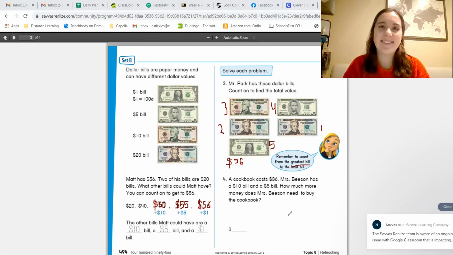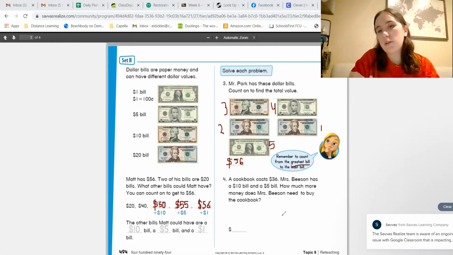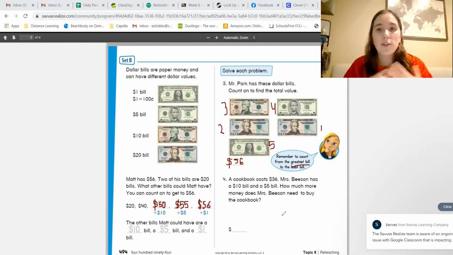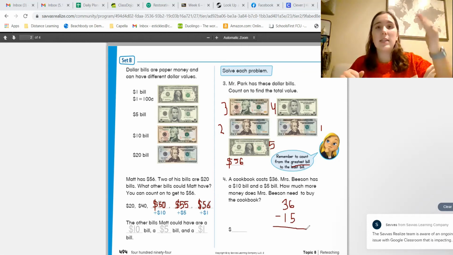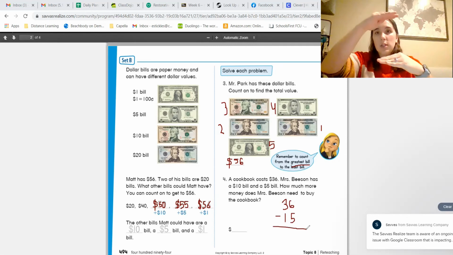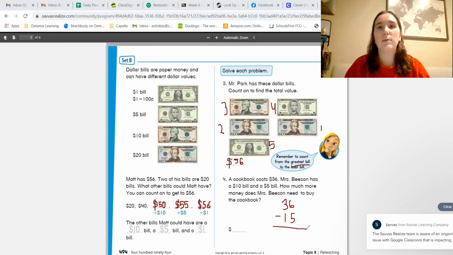Okay, so my first step is figuring out how much money does Mrs. Beeson have? Well, she has a $10 bill and a $5 bill, and I know 10 plus 5 is $15. So she has $15. She needs 36 though. So what I'm going to do is I'm going to set up a subtraction problem. I'm going to do $36 that the cookbook costs, and I'm going to take away the $15 that I know she has. And whatever the answer is, that's how much more money she's going to need. It's the difference between what she has and what she needs. That's why it's called the difference when we do subtraction.